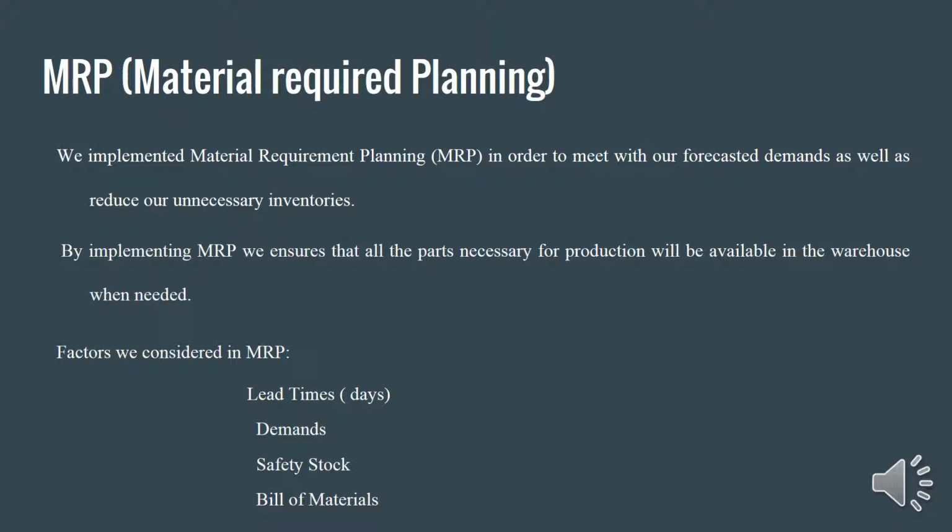We also use MRP. MRP ensures that all the parts necessary for production will be available in the warehouse when needed. Some of the factors that we took into consideration while doing the MRP were the lead times, which was given to us in days. This is the amount of days it takes to receive an order for a certain product. We also used the forecasted weekly demands and safety stock, which we calculated based on a 95% service level.